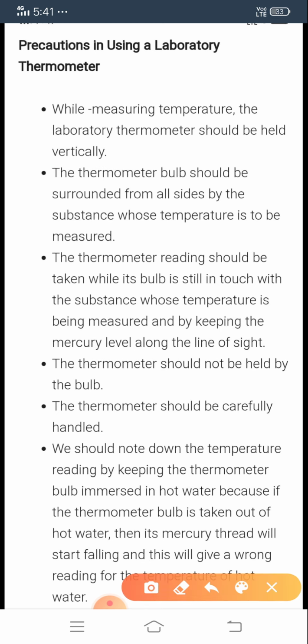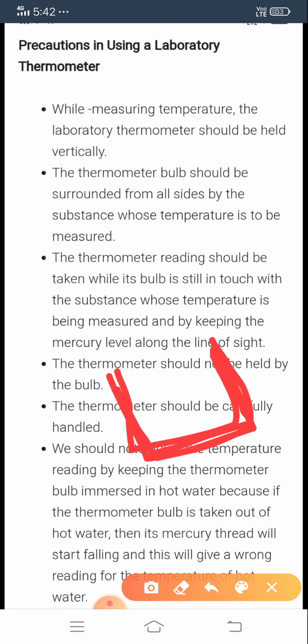Okay. Next one. The thermometer bulb should be surrounded from all sides by the substance whose temperature is to be measured. For example, if the beaker is there, the bulb should be surrounded from all the sides by the substance whose temperature we will measure, for example, water.